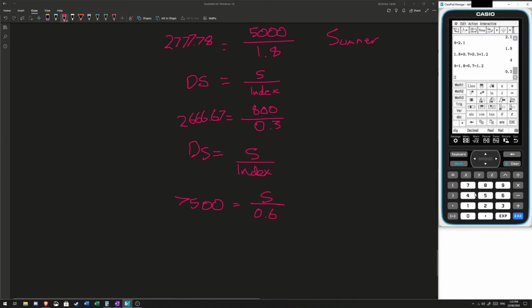There you are. We go 7,500. To move the 0.6 onto the other side of the formula, we multiply both sides by 0.6. This is your backtracking stuff that you've learned a while ago, so hopefully it's still in your brain. We multiply by 0.6. That gives us the seasonalized sales of 4,500, okay? Hope that makes sense.